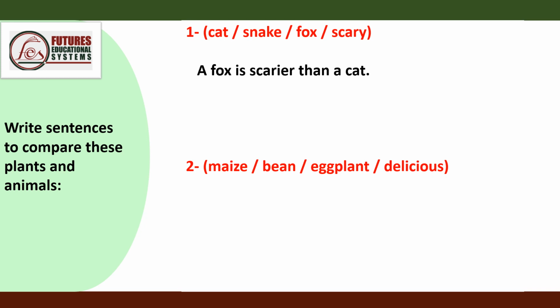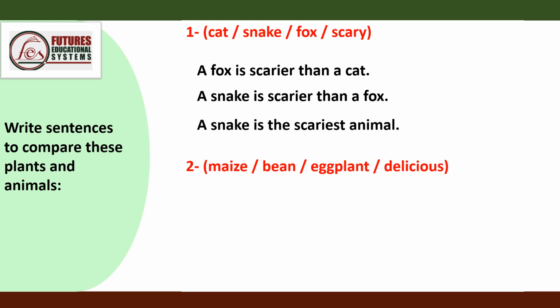The original adjective was scary, but scary ends in a Y, so we changed the Y into an I before we added the ER. A snake is scarier than a fox. Again, it's the same adjective, scarier. A snake is the scariest animal. So here we have the adjective scary, and we changed it into a comparative form and a superlative form.